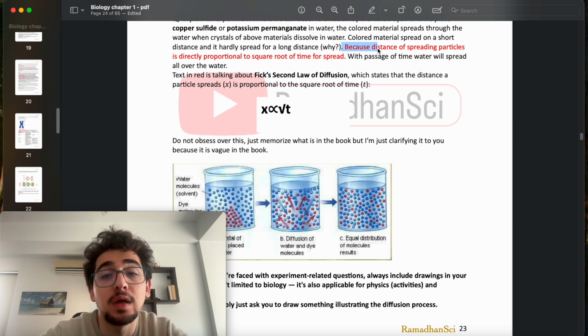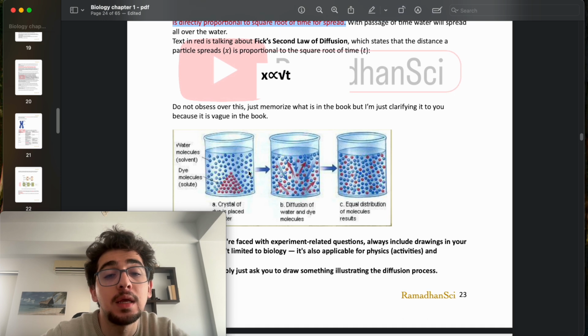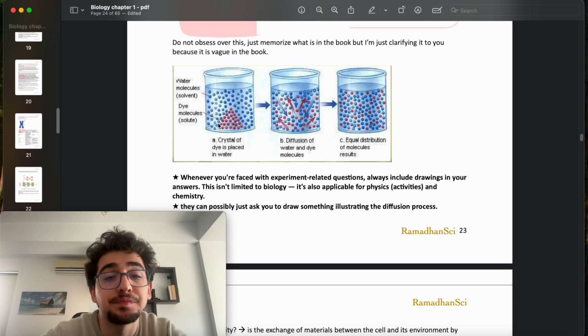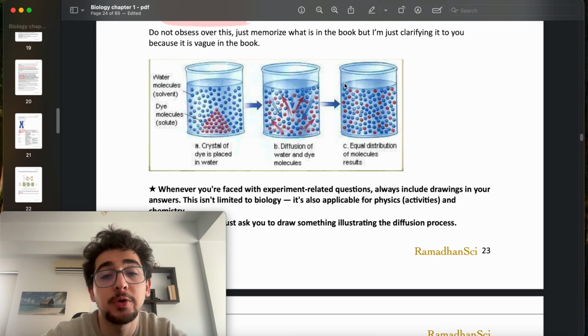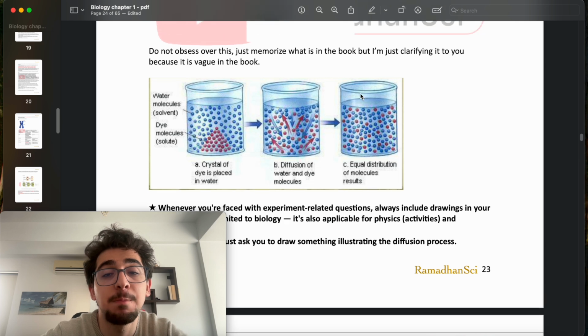because the distance of spreading particles is directly proportional to the square root of time for spread. So this is basically just telling you that the diffusion process is going to depend on time. It will take time in order for those particles to diffuse throughout the solution. As time passes, we will reach the equilibrium state where the dye is actually distributed throughout the whole water. But it just needs time. It is dependent on time.